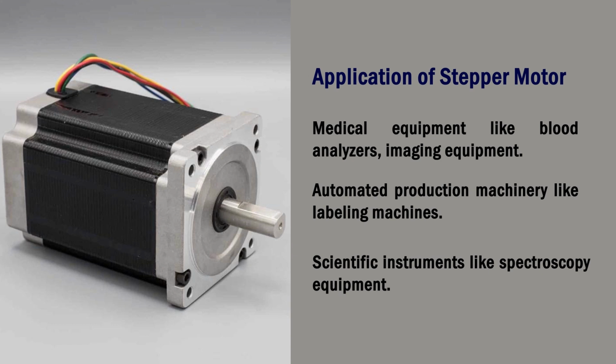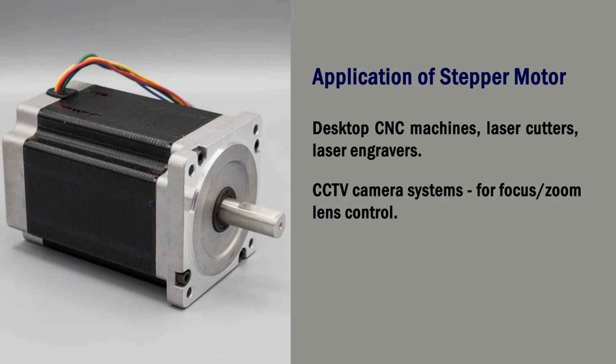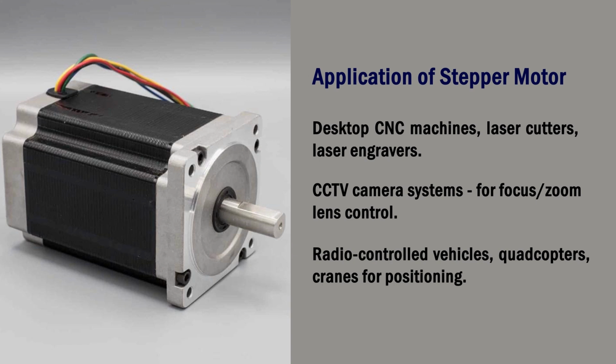machinery like labeling machines, scientific instruments like spectroscopy equipment, desktop CNC machines, laser cutters, laser engravers, CCTV camera systems for focus or zoom lens control, and lastly the radio controlled vehicles, quadcopters, cranes for positioning.